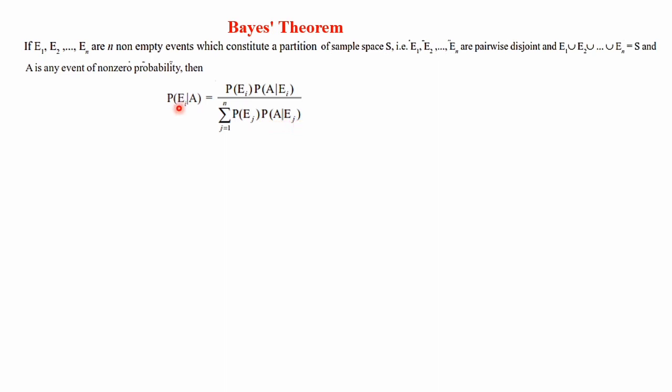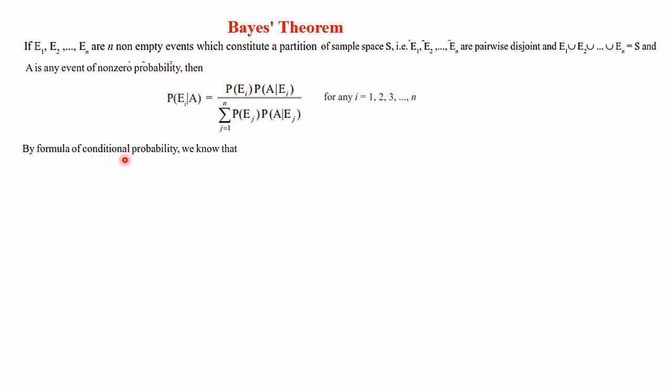Remember this: here in the first part it should be P of E given A, in the sense an event which is having a non-zero probability, for any i equal to 1, 2, 3, etc., n. So here let's discuss how this formula is derived, not from the examination point of view but for understanding purposes. It is very useful for you.